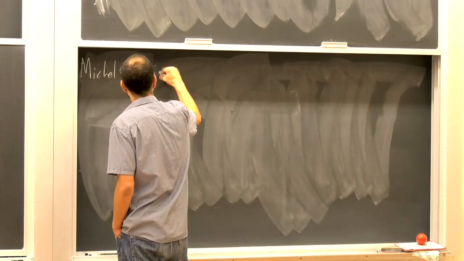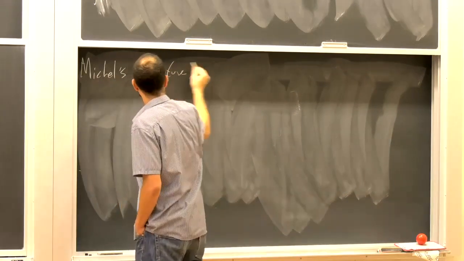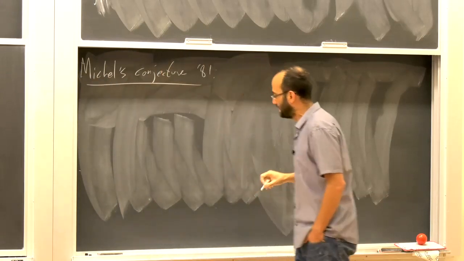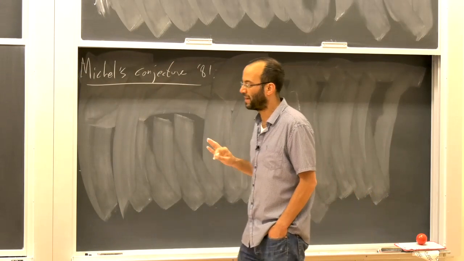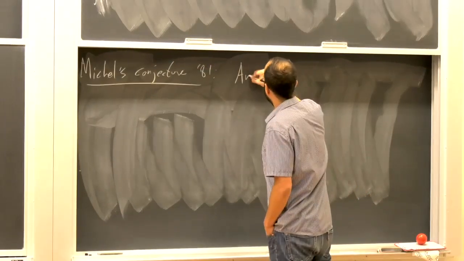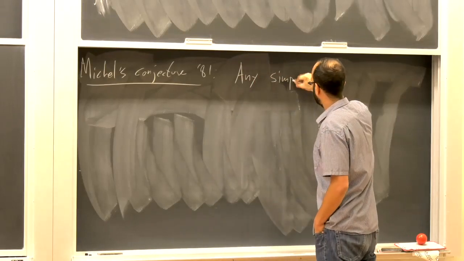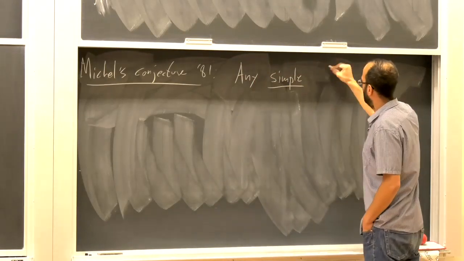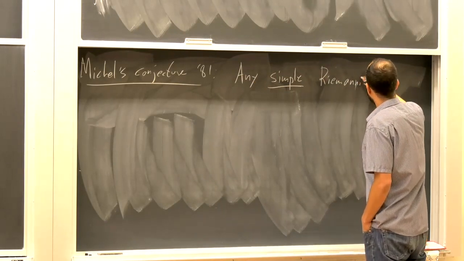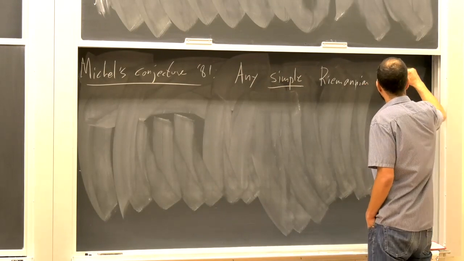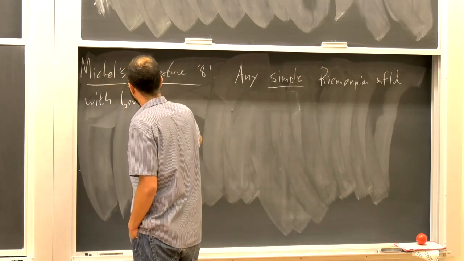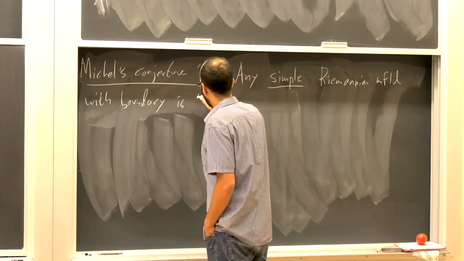from 81 and the following. This time we discuss Riemannian manifolds, smooth Riemannian manifolds with boundary. Any simple, I'll explain what simple means in a second. Any simple Riemannian manifold with boundary is determined from boundary distances.